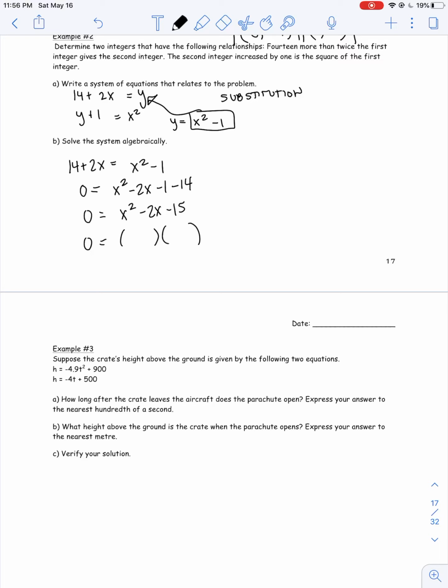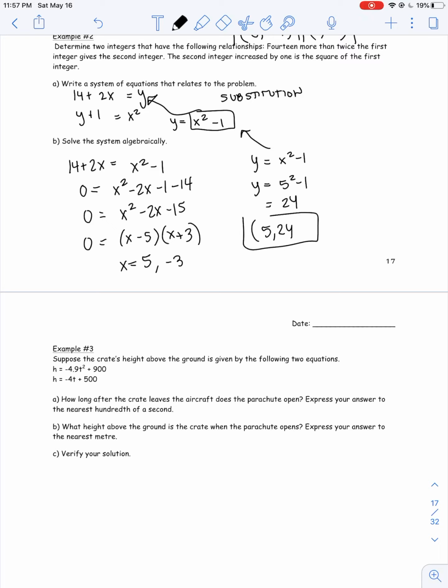Two factors that multiply to negative 15 and add up to negative 2 would be x minus 5 and x plus 3. So the solution for x could equal 5 or negative 3. This is from factoring quadratics. Once you find your x coordinate, you need to solve for the y coordinate by substituting it back in. So we know that y equals x squared minus 1, right? So let's sub in the first value. Y is equal to 5 squared minus 1, so that would be equal to 24. So one answer will be 5 and 24.